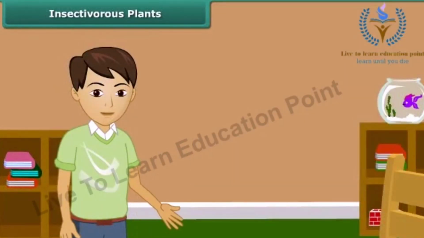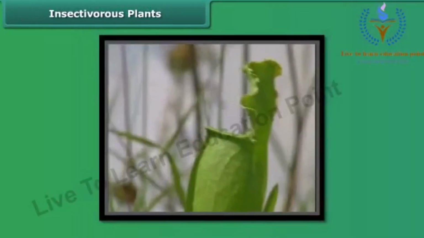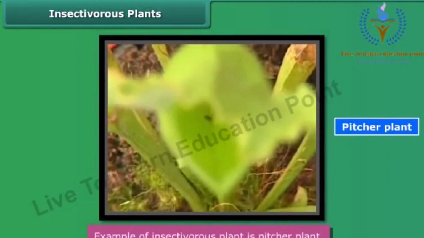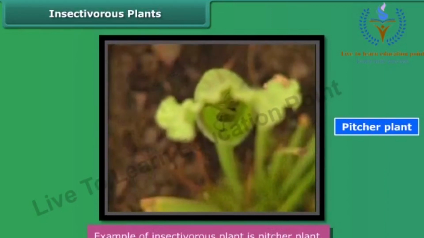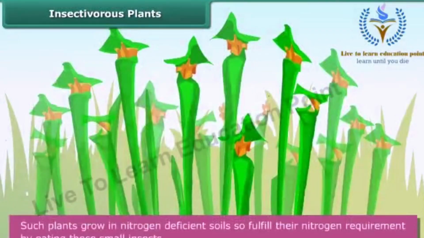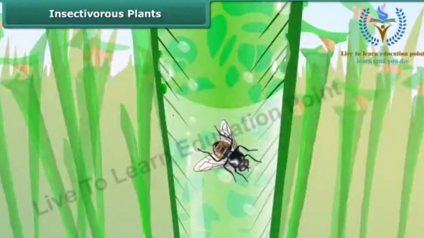The next category is of insectivorous plants. There are a few plants which can trap insects and digest them and get nutrition, for example, pitcher plants. Actually, these plants can synthesize their own food by photosynthesis, but they grow in nitrogen-deficient soils, so such plants fulfill their nitrogen requirement by eating these small insects and hence are called insectivorous plants.